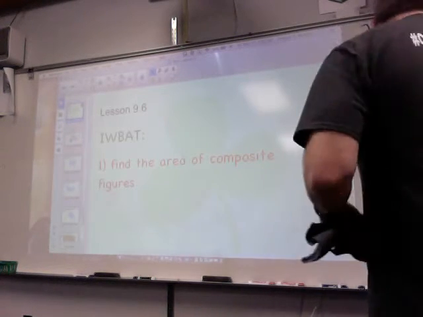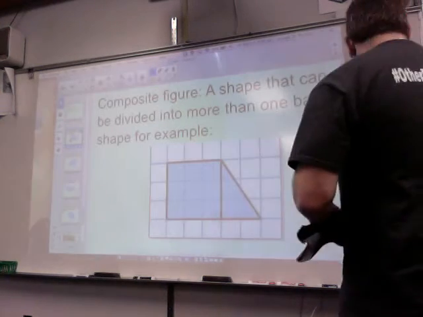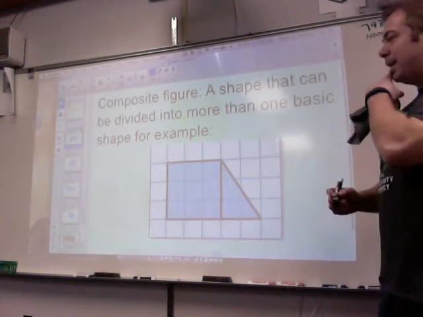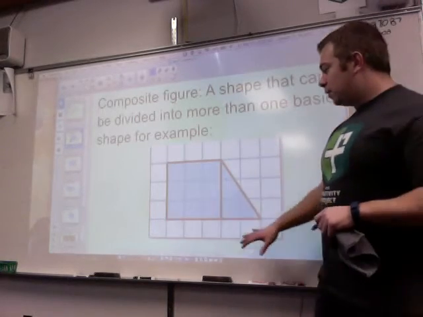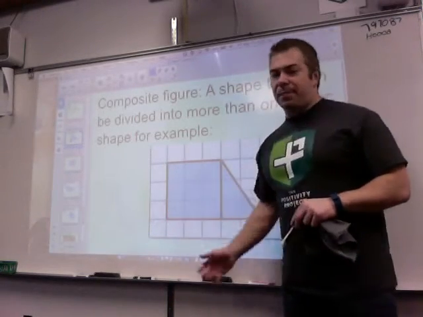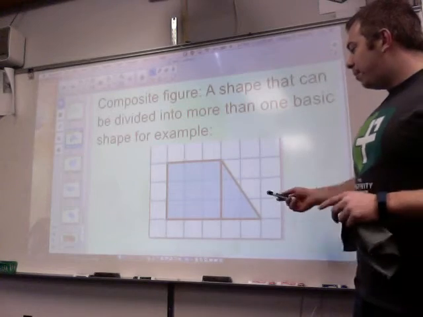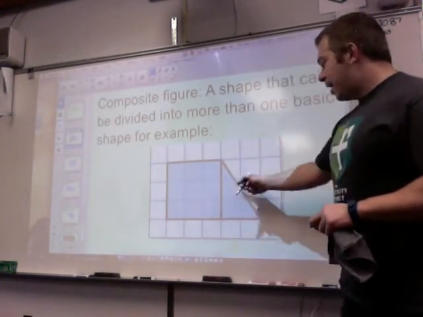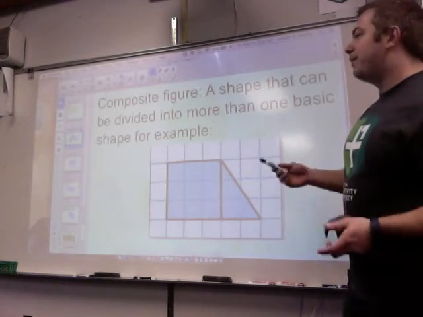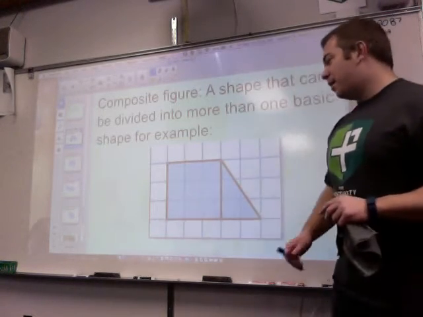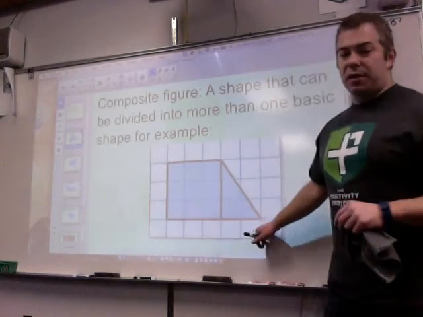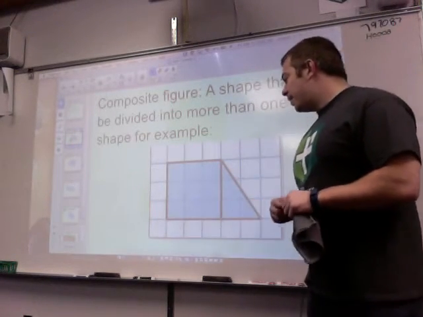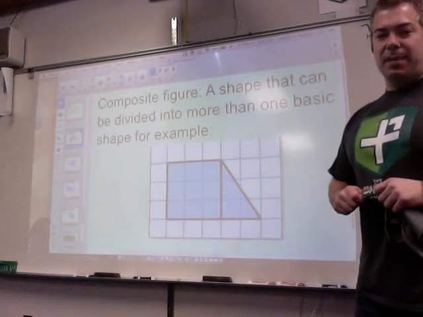Alright, so what is a composite figure? Composite figure, a shape that can be divided into more than one basic shape. For example, this is a trapezoid right here, all right? But I could also turn it into a square and a triangle. So, for instance, if I didn't know how to find an area of this trapezoidal figure, I could find the area of this square and then find the area of the triangle and add them together.